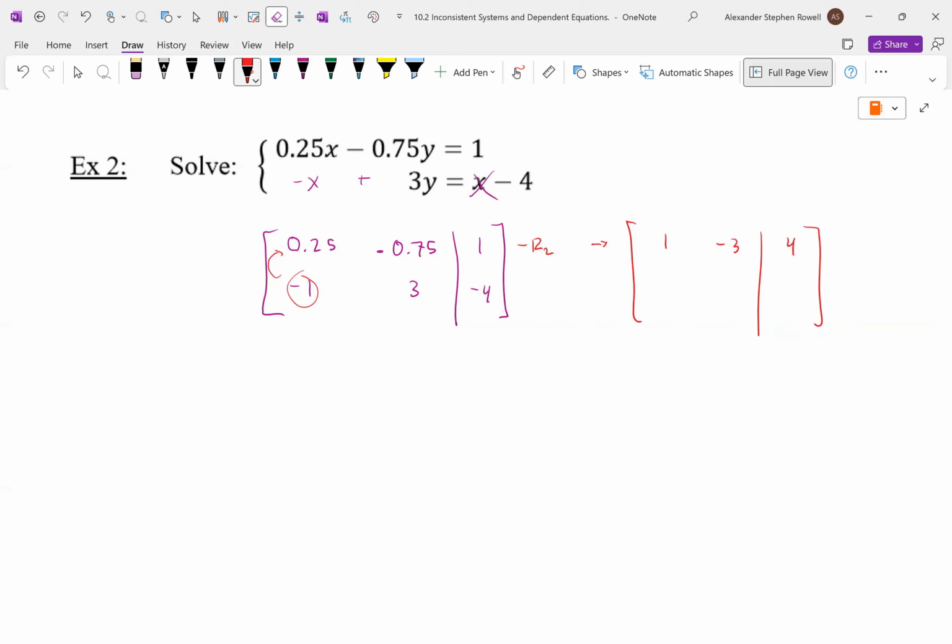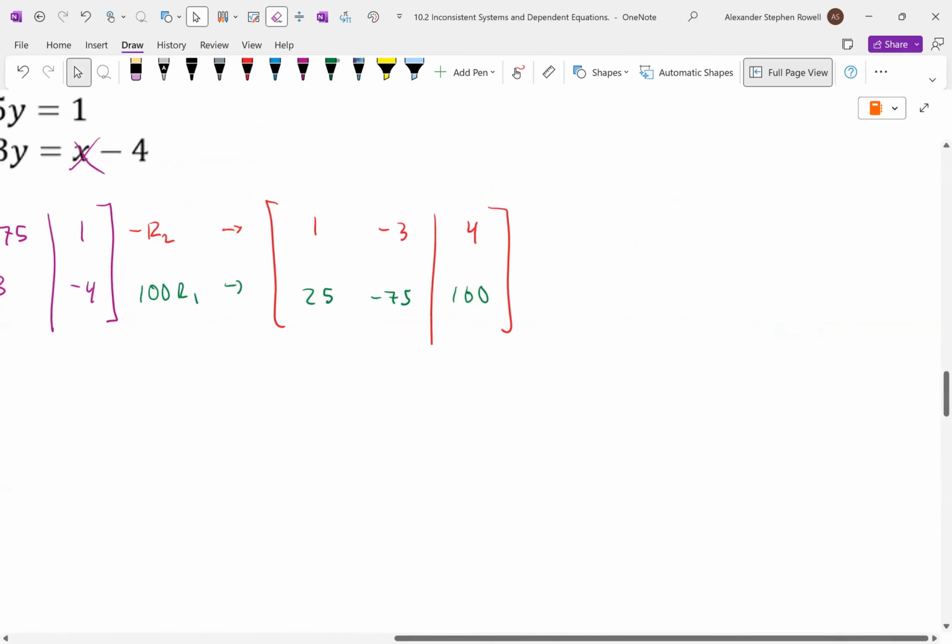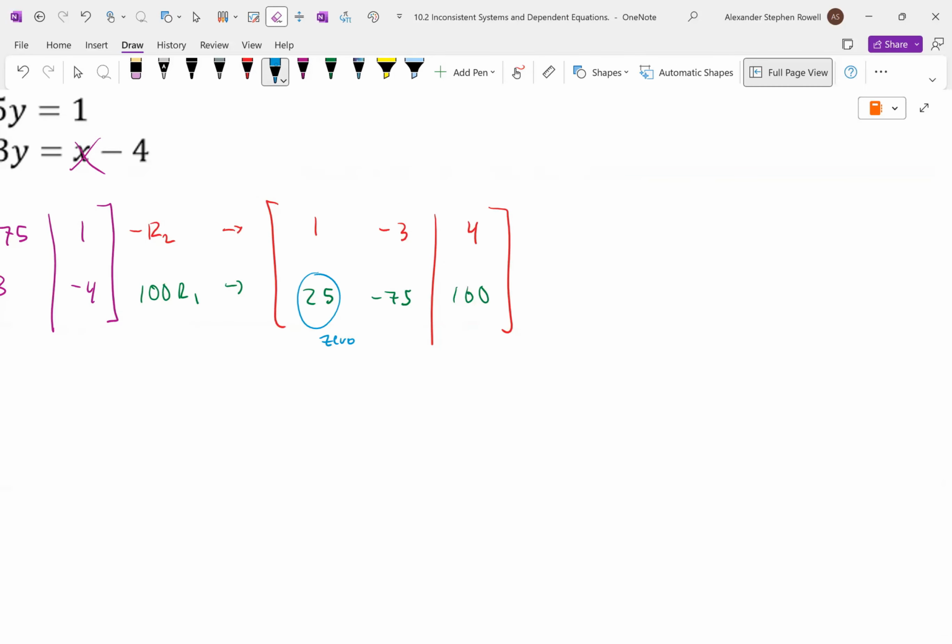You want to get rid of the decimals? How would you get rid of the decimals? Times 100? 100 row 1 is 25, -75, 100. All right, now what? Want this to be a 0. -25 R1 plus row 2. So that would be negative 25, 75, negative 100. 0, 0, 0. Row 1 will keep the same. 1, negative 3, 4.